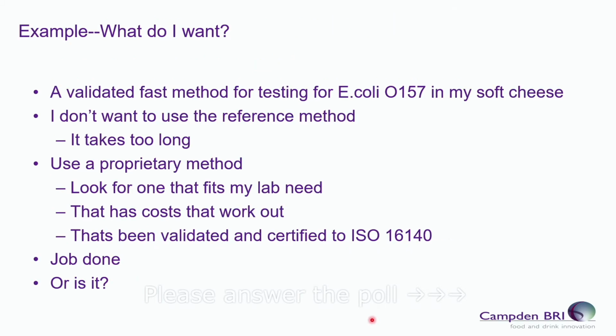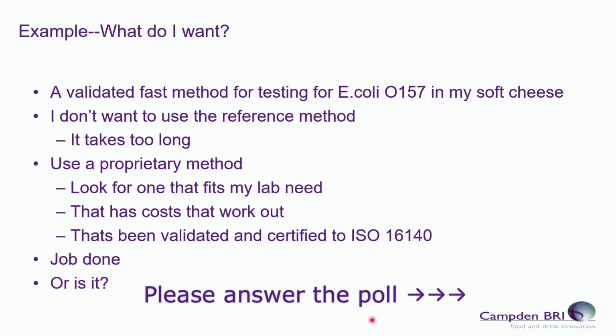Let's take an example. I'm working in a lab. What do I want? Let's say I want a validated fast testing method for E. coli O157 to use on my soft cheese. I don't want to use the reference method, it takes too long. I want to use a proprietary method. I want to look for one that fits my lab needs, that has the right costs, that's been validated. That's the job done, isn't it? Let's take a closer look.